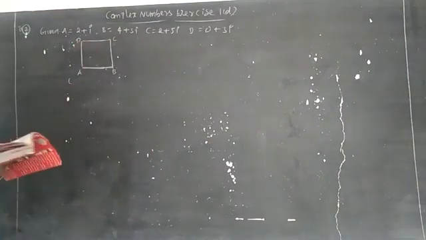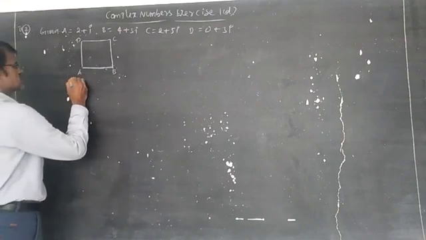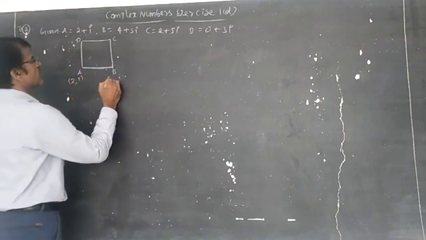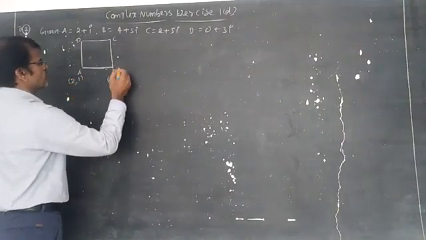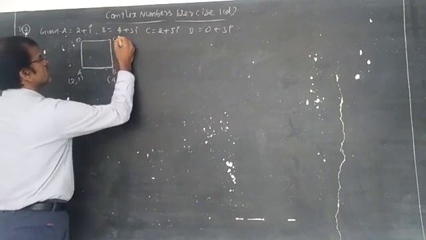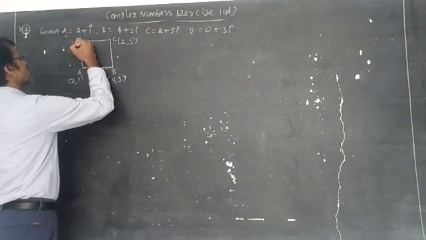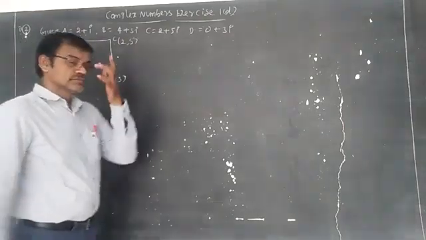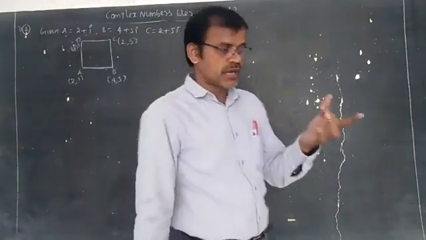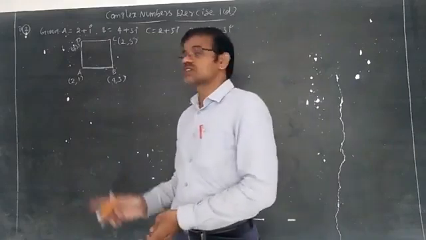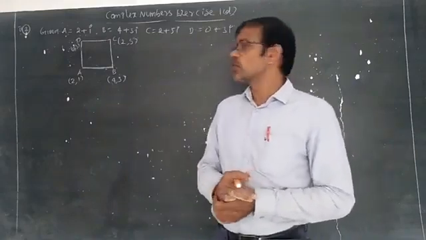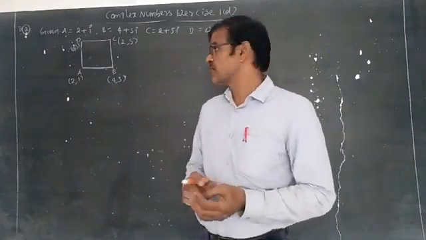You can write the complex numbers in terms of Cartesian coordinates. Right here 2 comma 1. This is 4 comma 3. This is 2 comma 5. And this is 0 comma 3. It is nothing but a geometry concept. You can understand here. The properties of the square you can use now.